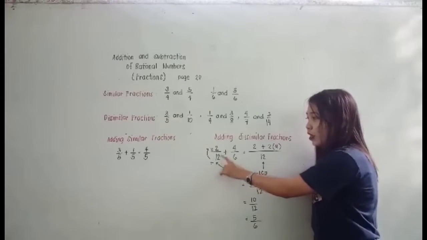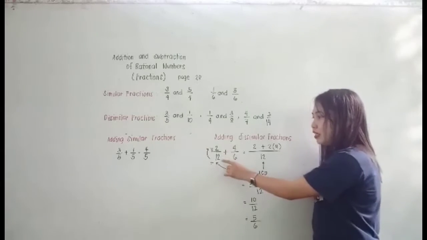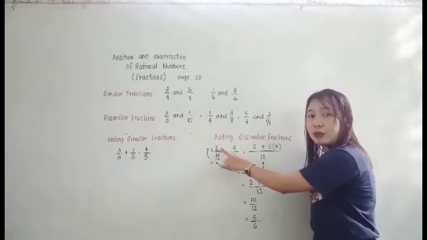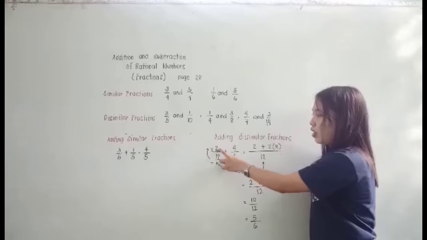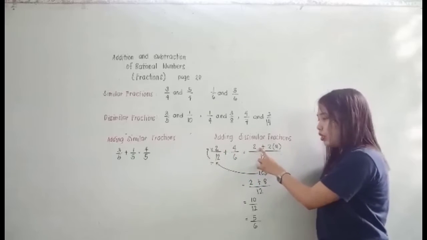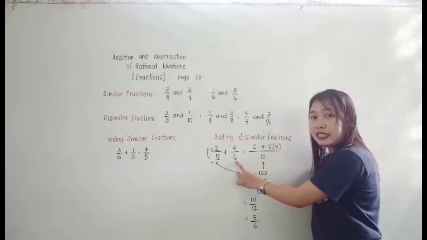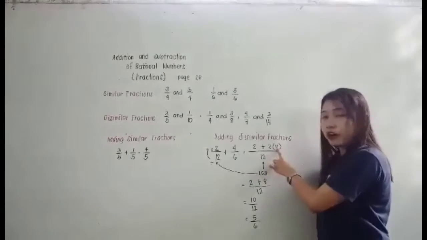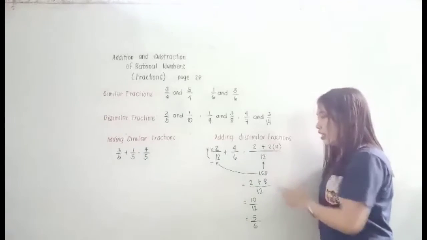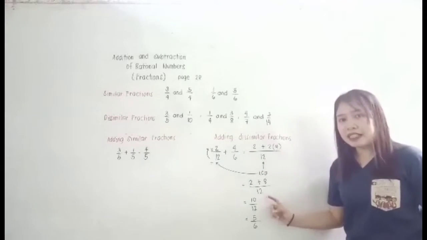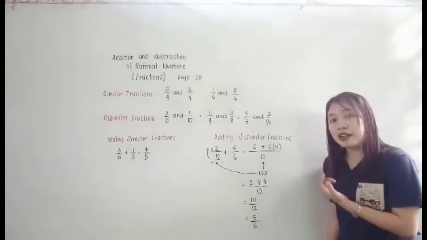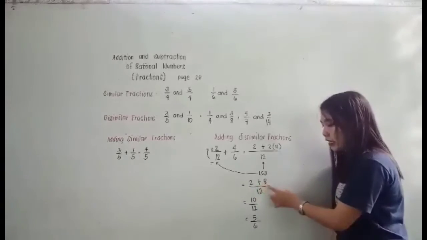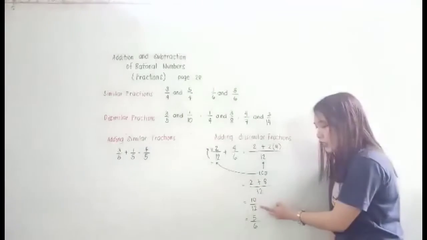Okay, so para makapag-proceed tayo sa ating solution, kailangan natin i-divide yung LCD dun sa unang denominator ng fraction. Then, i-multiply natin sa numerator. So, 12 divided by 12 times 2 is equal to 2. Then, 12 divided by 6 ay 2, times 4 is equal to 8. So, ngayon, since magkaparehas na sila ng denominator, i-add na natin yung kanilang numerator. So, 2 plus 8 is equal to 10/12.